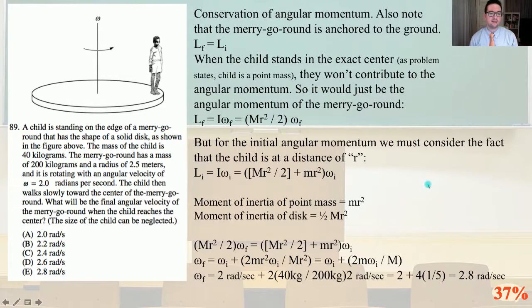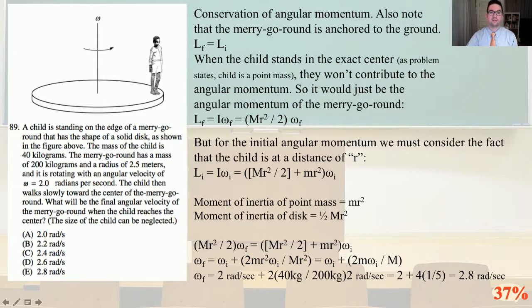89, a child is standing on the edge of a merry-go-round that has the shape of a solid disc as shown in the figure above. The mass of the child is 40 kilograms. The merry-go-round has a mass of 200 kilograms and a radius of 2.5 meters and is rotating with an angular velocity of omega equals 2.0 radians per second. The child then walks slowly toward the center of the merry-go-round. What will be the final angular velocity of the merry-go-round when the child reaches the center? The size of the child can be neglected.